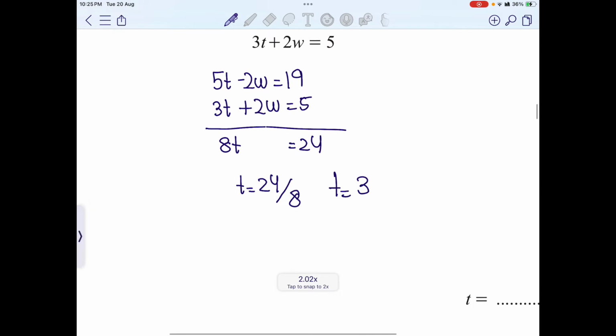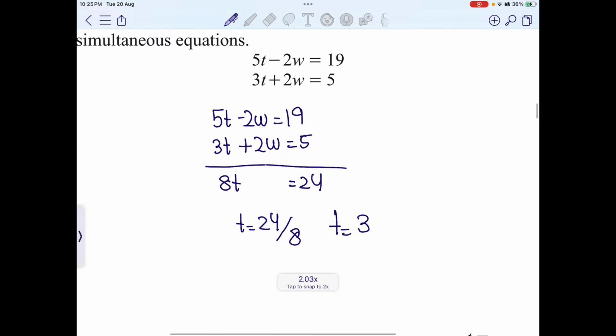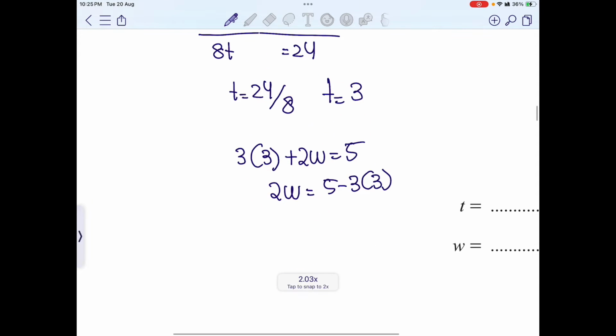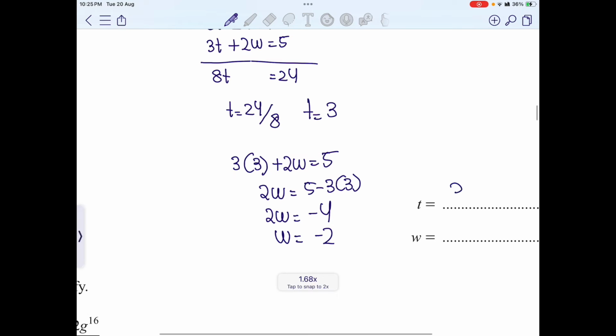Now if t is 3, then we just take either of these equations. I'm going to take the second one. 3 times 3, because 3t, so 3 times 3 plus 2w equals 5. That means 2w equals 5 minus 3 times 3, because I take it to the other side. So 2w equals 5 minus 9, which is -4. w equals -2. So t is 3 and w equals -2.